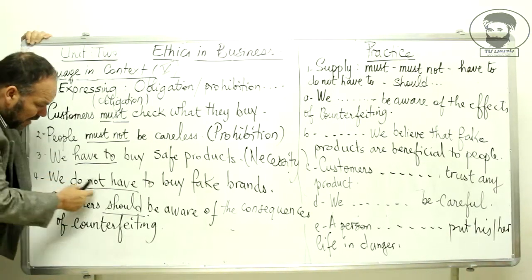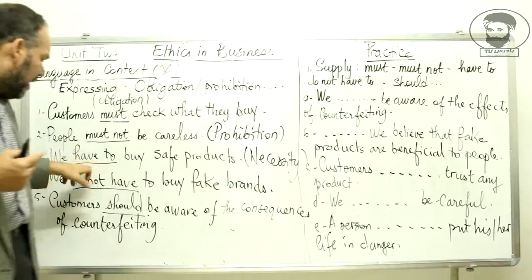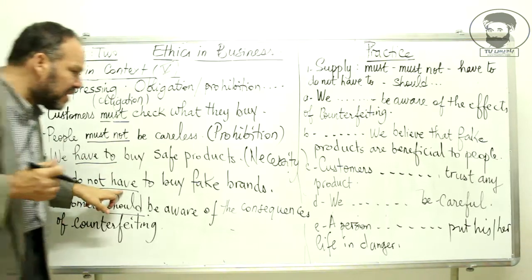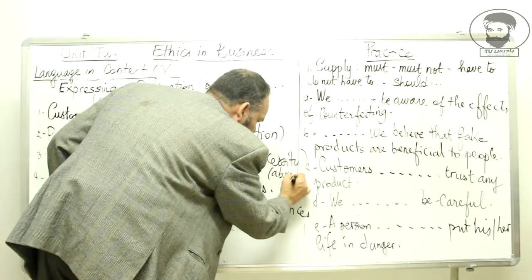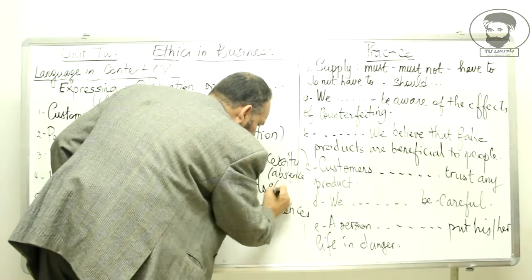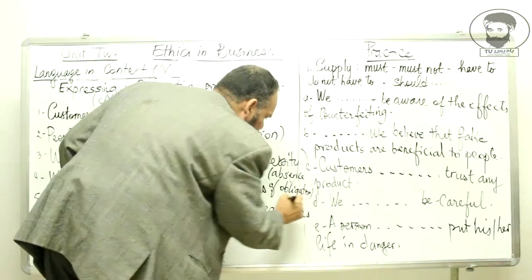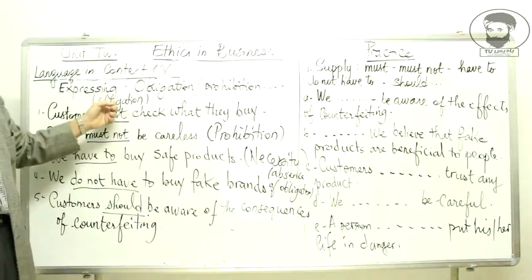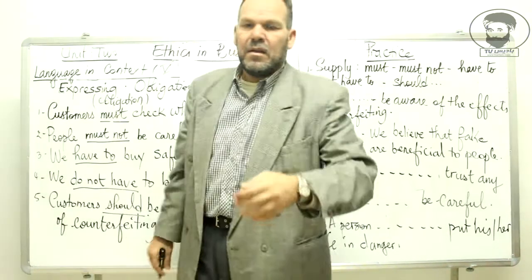Now, do not have to has another meaning which is rather different from have to. Now, do not have to here is in English called an absence of obligation. It's an absence of obligation. It means the total opposite of obligation. It means a permission.